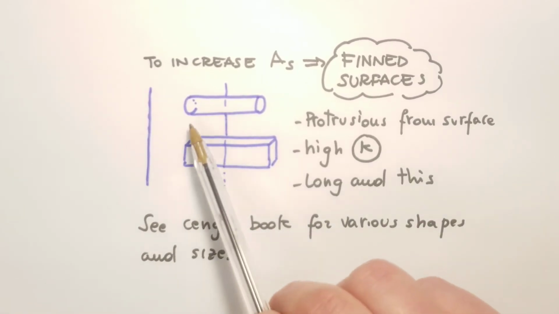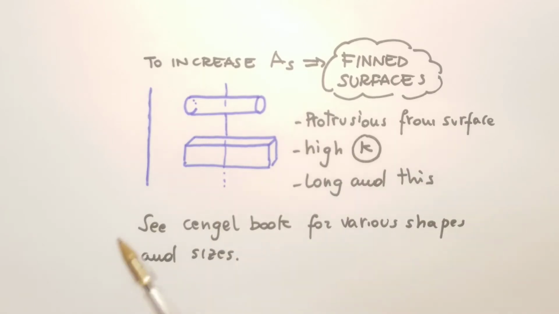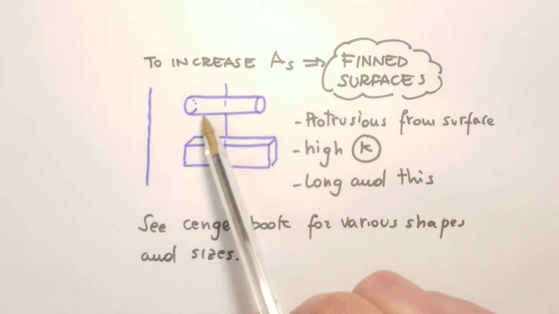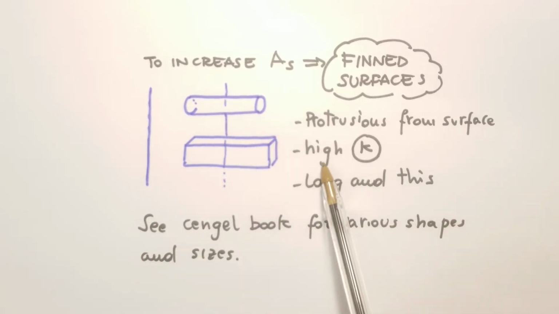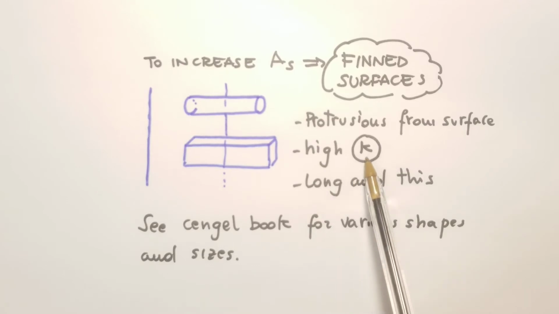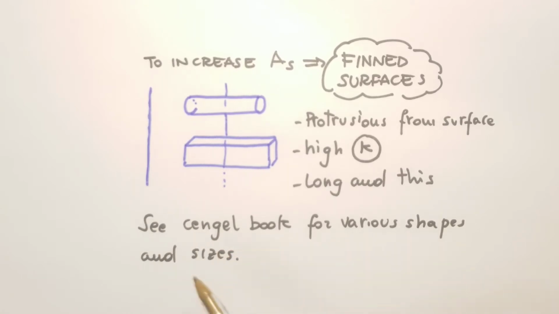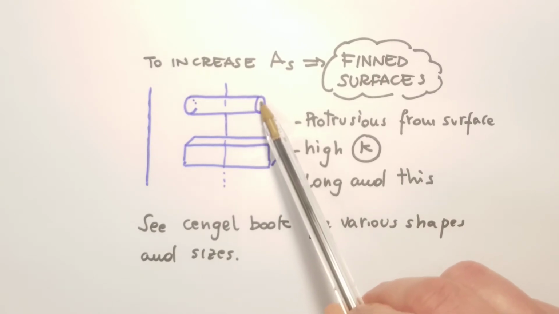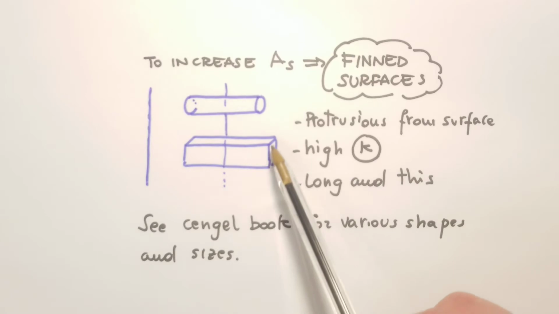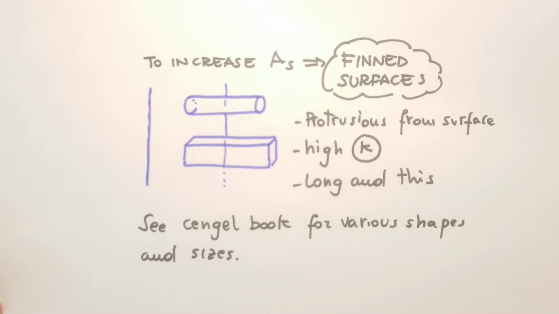So we use fins. Fins are protrusions from the surface. They're usually very long and thin, and they're built with a material with high thermal conductivity. You can see the book of Incropera or the book of Cengel for various shapes and sizes of thin surfaces. Here I've just represented two. Here we have one case where we have a circular cross-sectional area. Here we have a square or rectangular cross-sectional area.